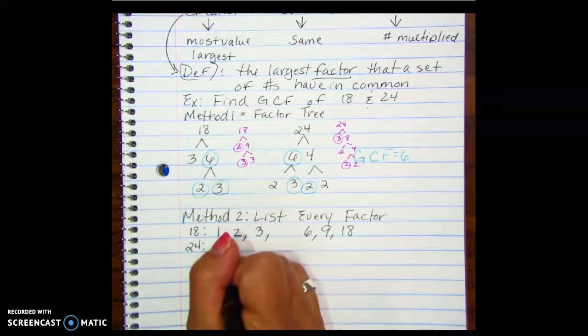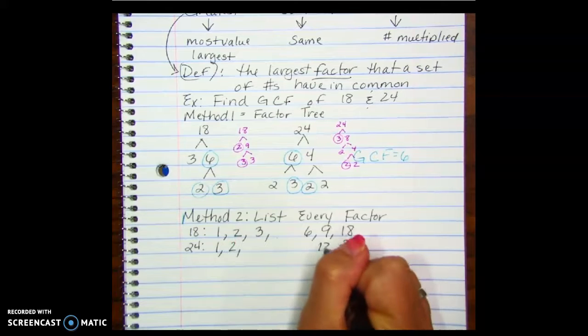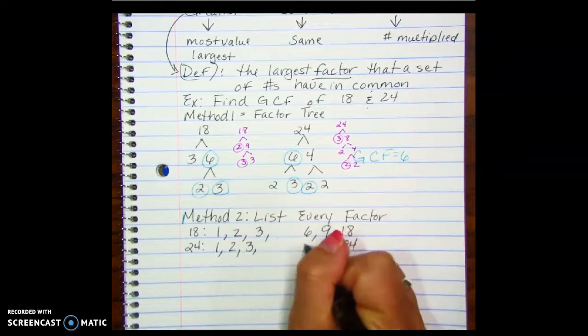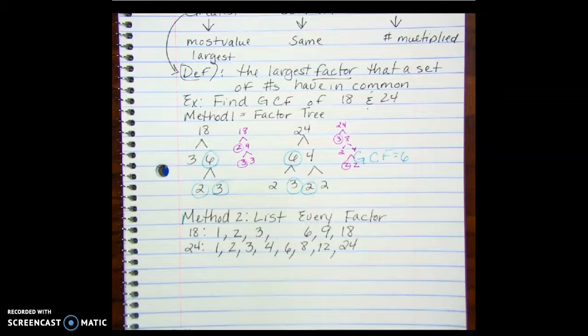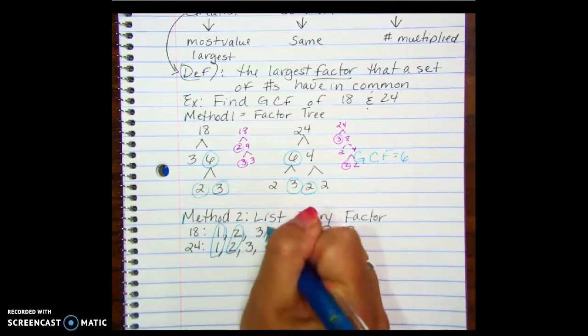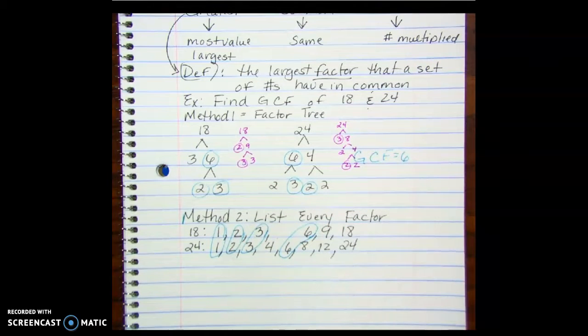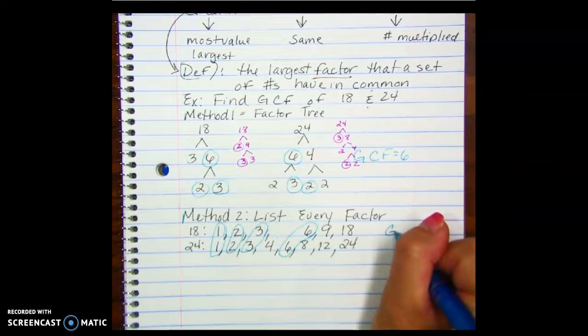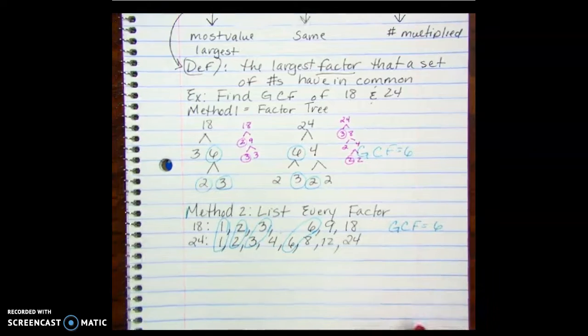Now 24, do the same thing. 1, 24, 2 and 12, 3 and 8, 4 and 6. Okay, so there are my factors of both. Now I'm going to circle all common factors. Common, common, same, common, same, common, the same, and then there's none others. So the greatest common factor equals 6.